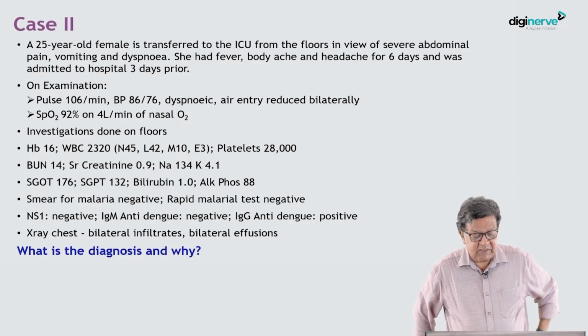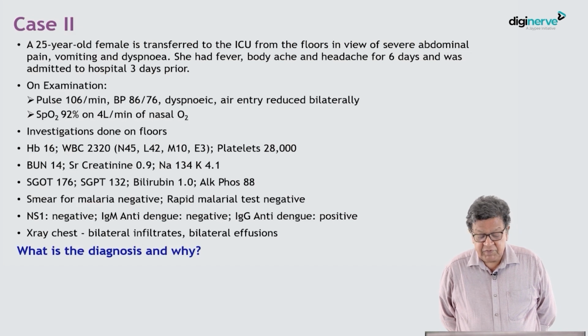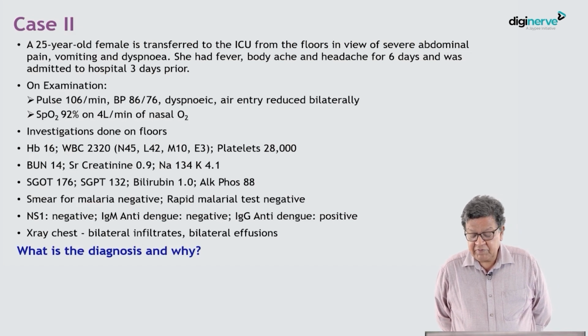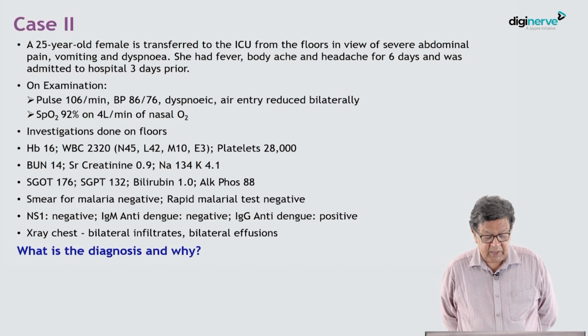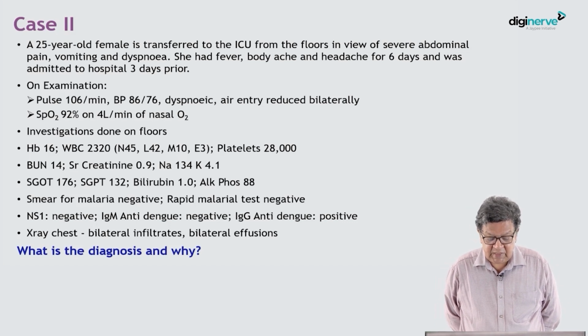This is the second case. This is a 25-year-old female admitted to the ICU from the floors in view of severe abdominal pain, vomiting and dyspnea. She had fever, body ache and headache for 6 days and was admitted to hospital 3 days prior. On examination, her pulse is 106, her blood pressure is 86/76.